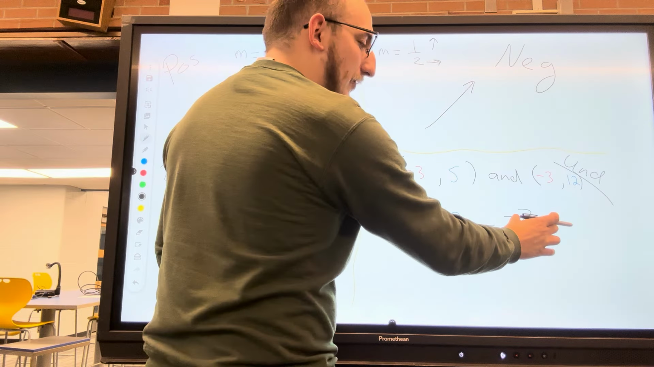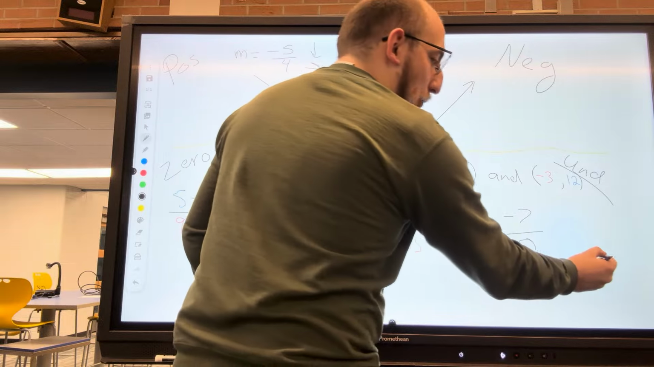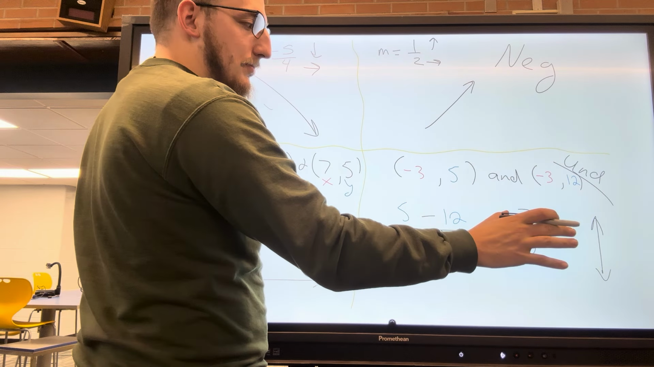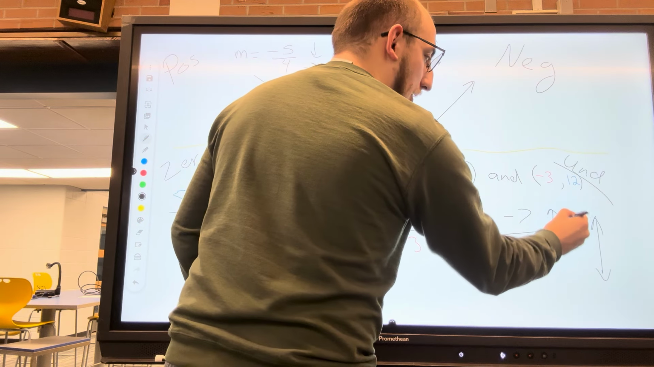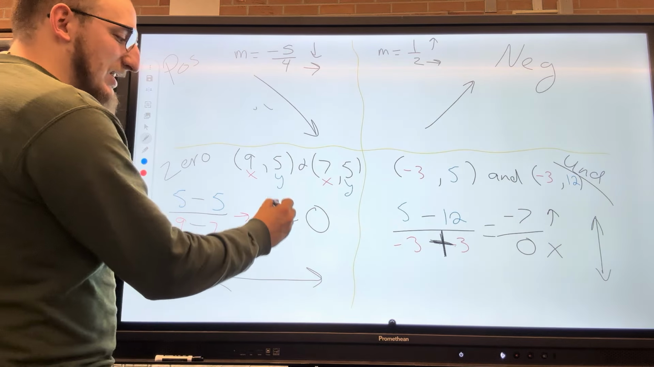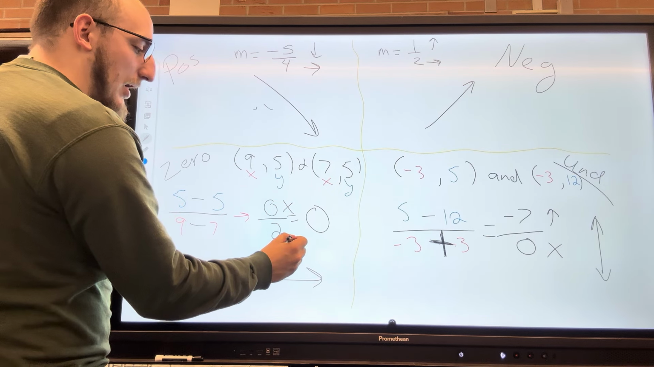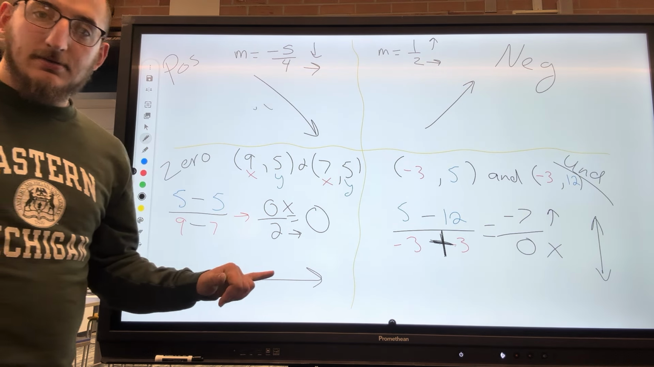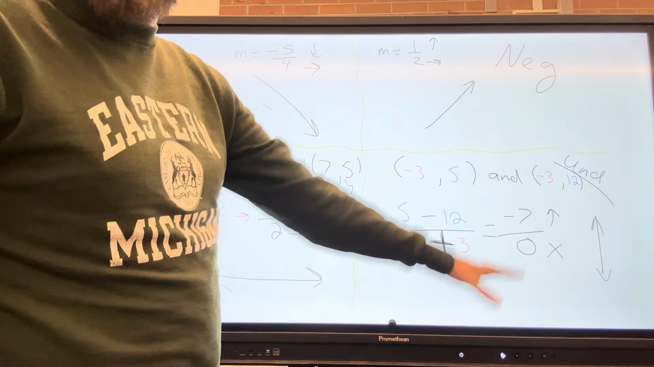So your y is moving, but your x isn't. So y goes up and down. X doesn't move at all side to side. So you go up, and we don't move side to side. Just like this one was, you don't move up, and you only move side to side. They're opposites. So this is called undefined slope if it goes straight up and down.